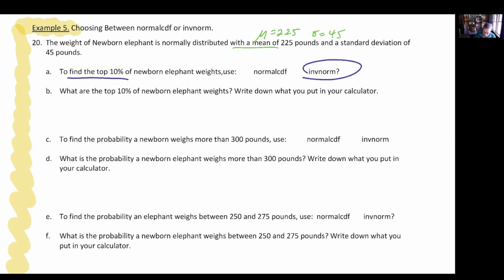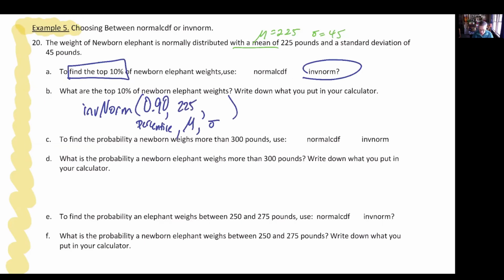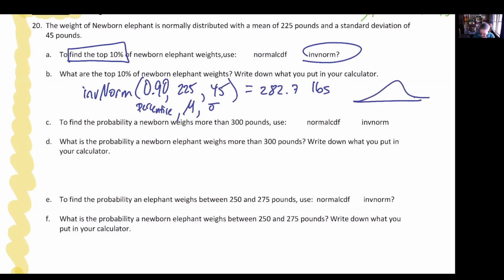Because I'm told the percentage. And remember, this is the percentile, then the mean, then the standard deviation. What is the percentile then? Is it the 0.10 I'm going to put in here? No, it's the 0.90. And the mean is 225. Standard deviation is 45. Bust out your calculator and hopefully you should get 282.7 pounds. So what we're finding is this right here, where this is 10%.